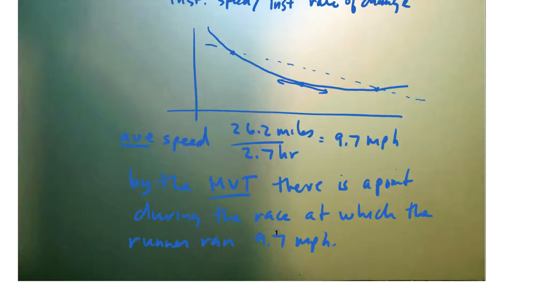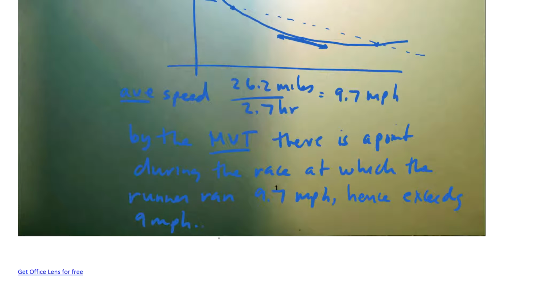Okay, and yes, of course there was a point he ran over 9, but the theorem doesn't say that specifically. The theorem specifically says there's some point during it, just like it says there's a point at which the slope is equal to the slope of the secant. So there's a point at which he ran during the race 9.7 miles per hour, hence exceeding 9 miles per hour.